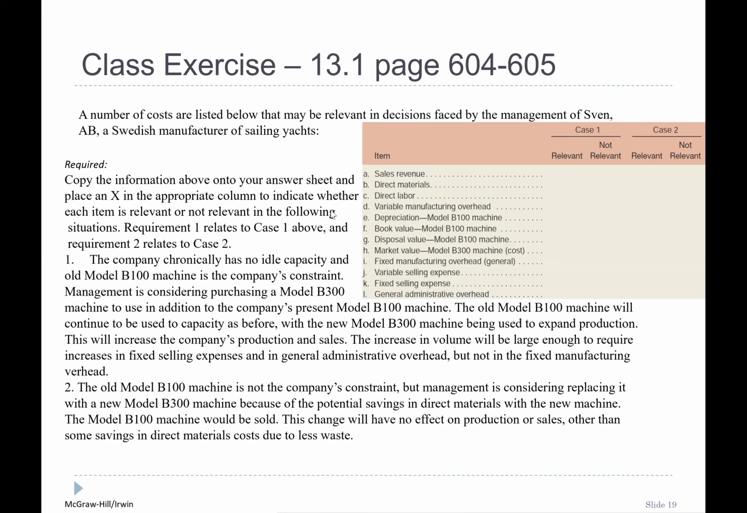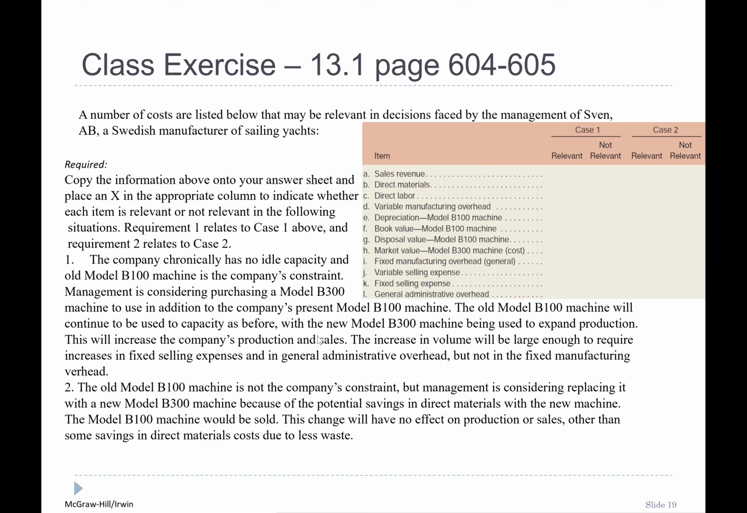Okay, we are back after the breakout room activity. Let's discuss the answer here. Before that, let me read case one and case two for you. In case one, the company chronically has no idle capacity, and the old model B100 machine is the company's constraint. Management is considering purchasing a new model B300 to use in addition to the company's present model B100. Both models will be working at the same time.